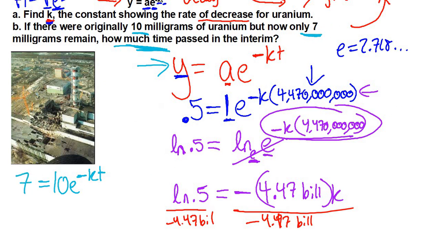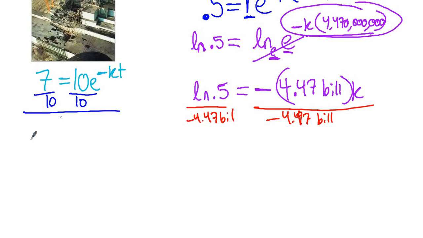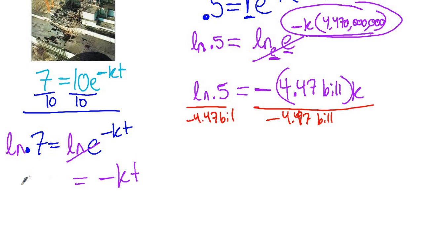So let's solve this, or let's get it in a position where we can solve it. We need to get rid of the 10 by dividing. So when we do that, we're going to have 7 over 10, which is 0.7. And then again, I want you to think about this. How would you get the exponent to come down right there? And the answer is we're going to do the same thing we did on the prior part of this equation, which is take the natural log of both sides. Those will cancel, and we're left with negative kt equals ln of 0.7.